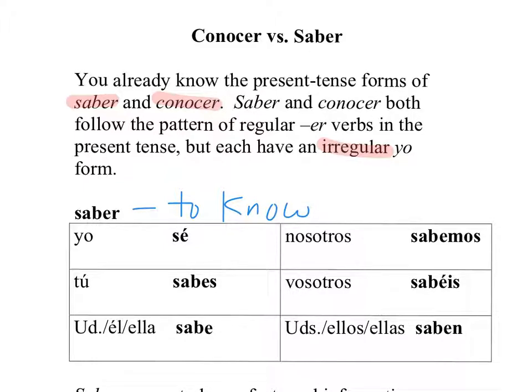Let's look at the verb saber and its conjugations. Yo sé. Tú sabes. Usted, él, ella sabe. Nosotros sabemos. Vosotros sabéis. Ustedes, ellos, ellas saben. The yo form of saber is irregular. It does not follow the regular pattern that we know.